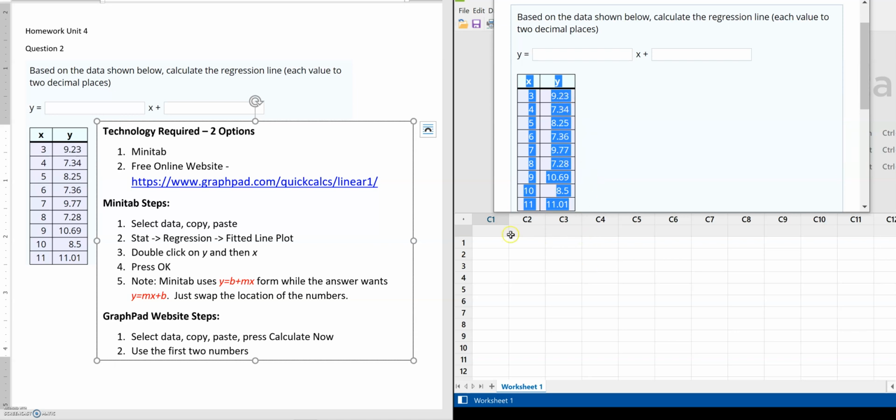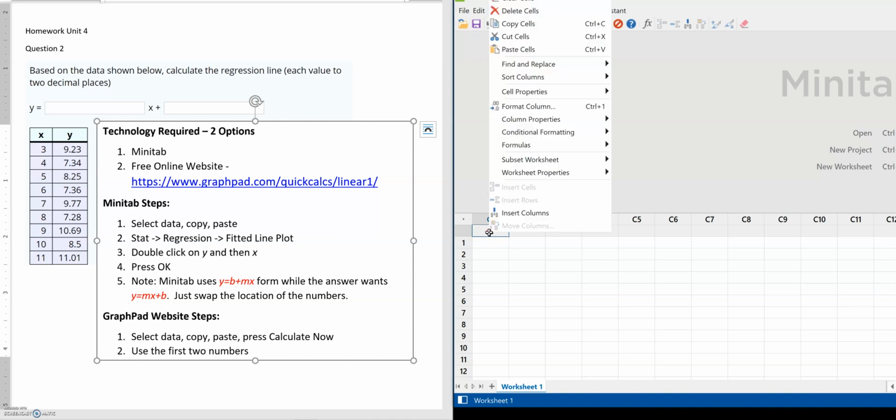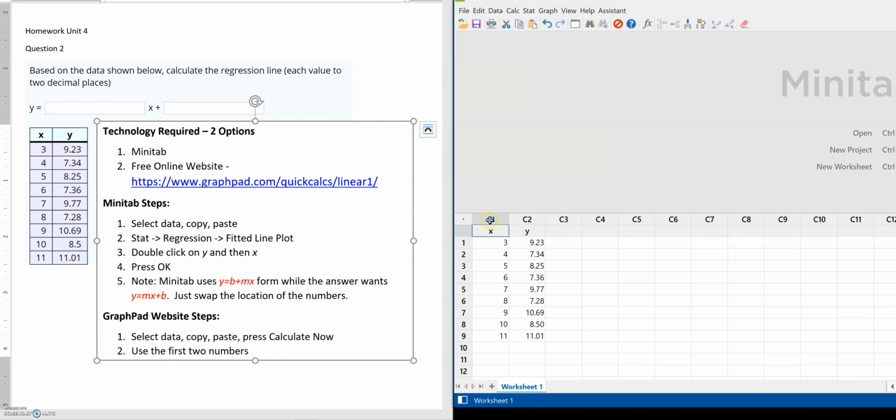Alright, so now let's paste the data into Minitab. So again, I'm going to pick the cell right here under C1 because I did copy X and Y. That's my heading. And if I do paste, I can do Control-V. I can use the clipboard. However that works.